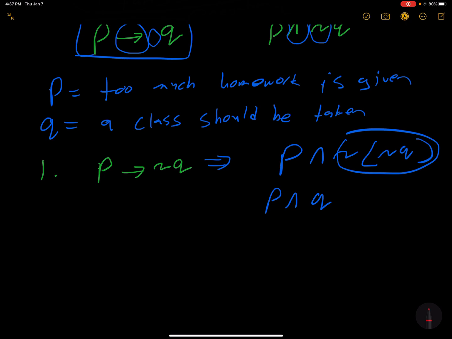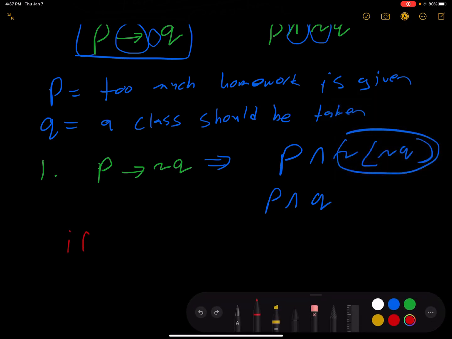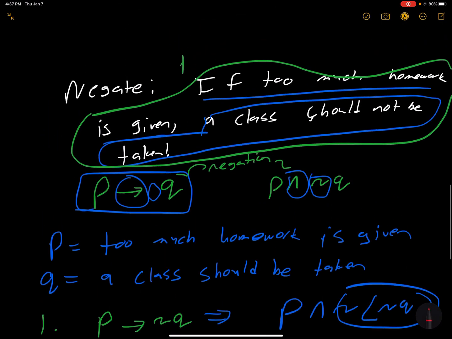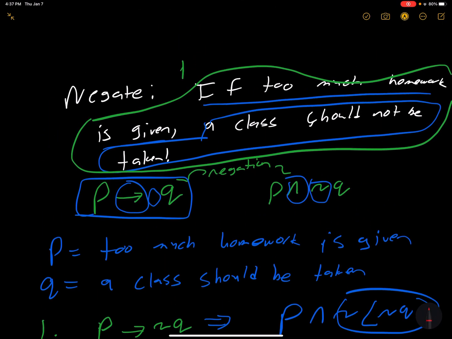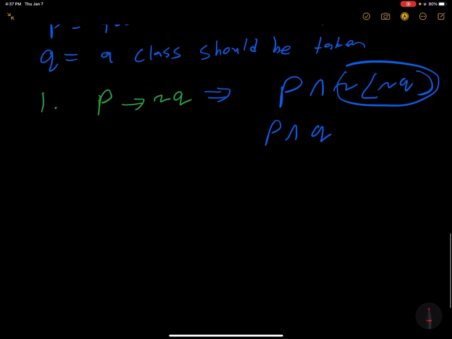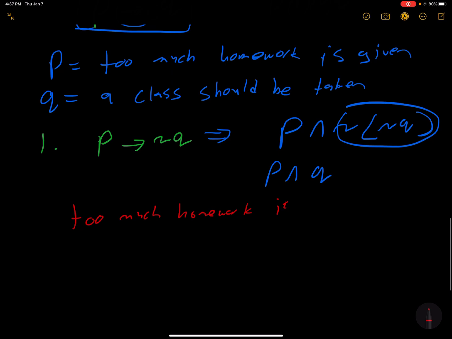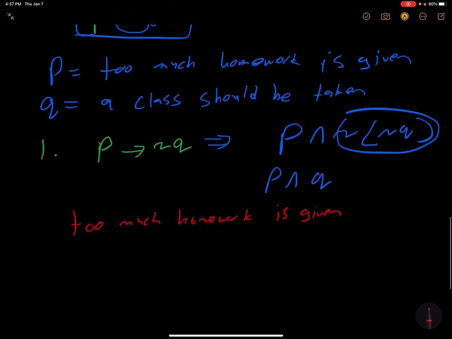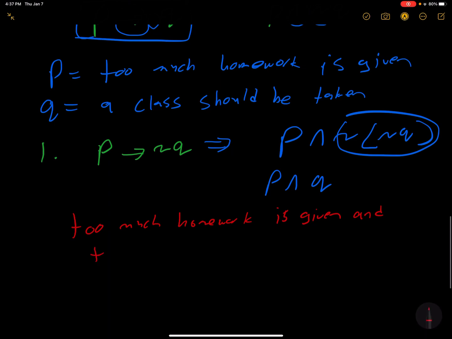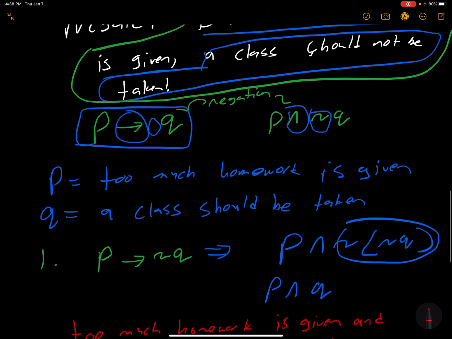Well, P is too much homework is given. So we have the negation of, if too much homework is given, a class should not be taken. The negation is too much homework is given, and the class should be taken. Which you can kind of see is pretty much the opposite. It sounds like it would be the negation of our given sentence.